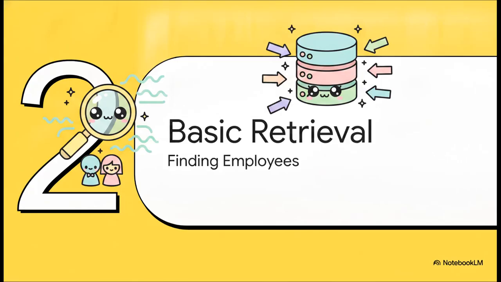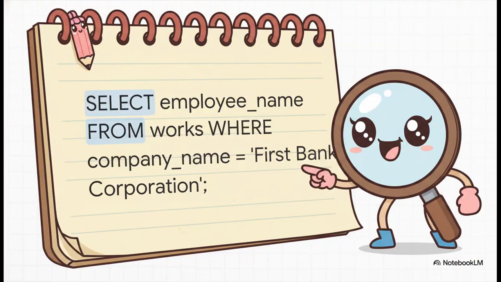Moving on to Section 2, starting simple with basic retrieval. Let's kick this off with a straightforward mission. Who actually works for First Bank Corporation? To grab those exact names, we run our very first super basic query. It reads, select employee name from works, where company name equals First Bank Corporation. It's just beautifully simple and totally logical.